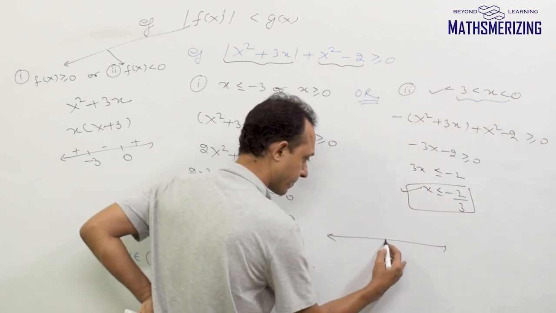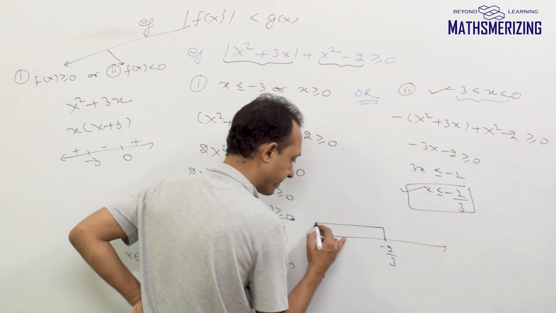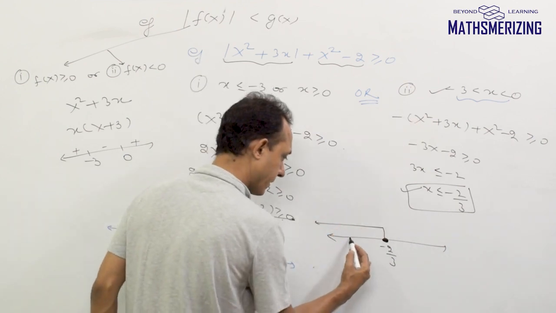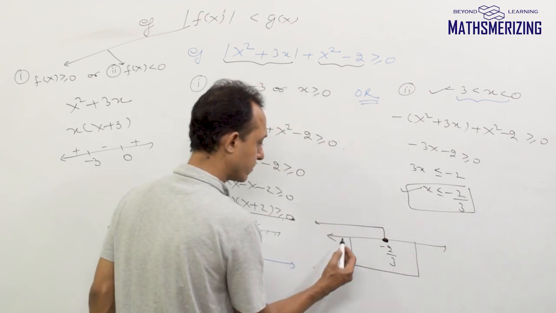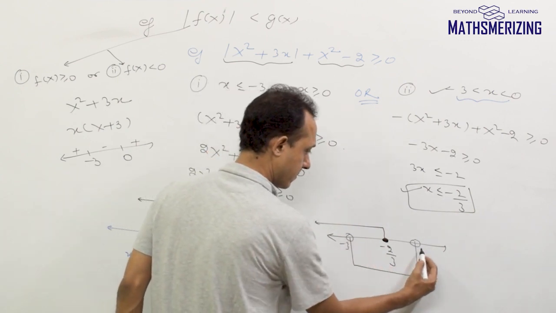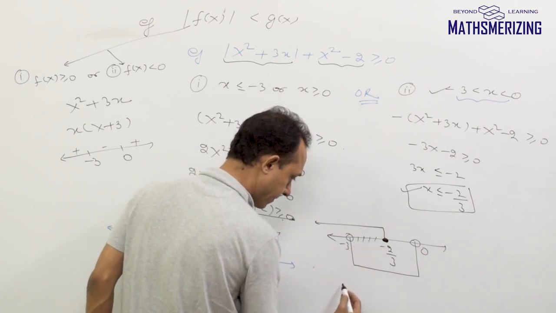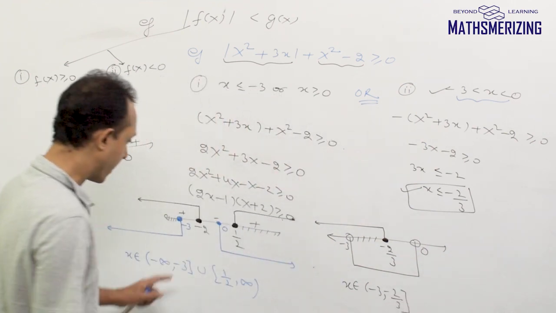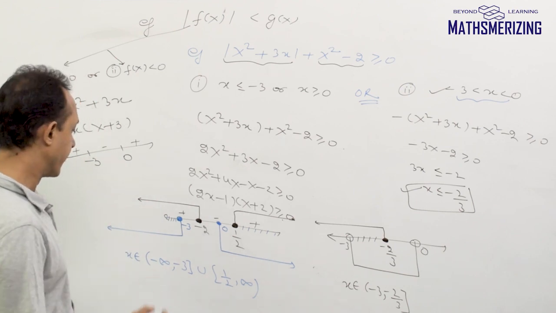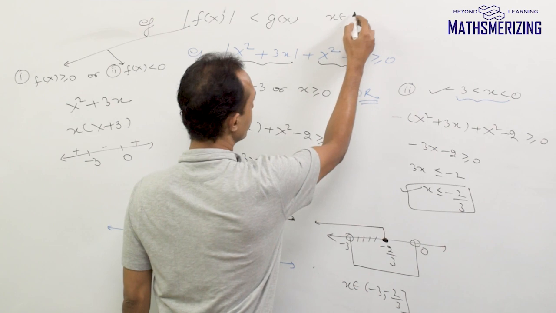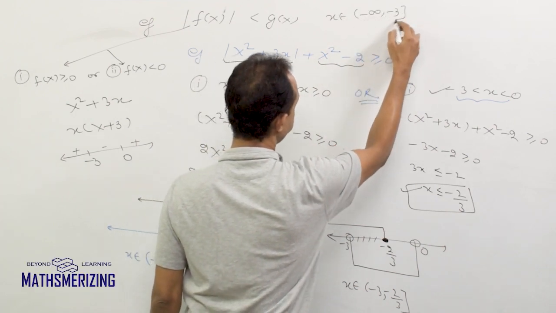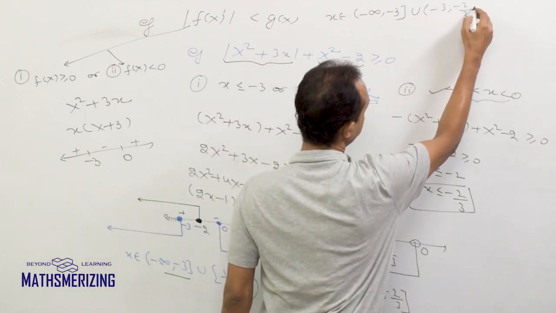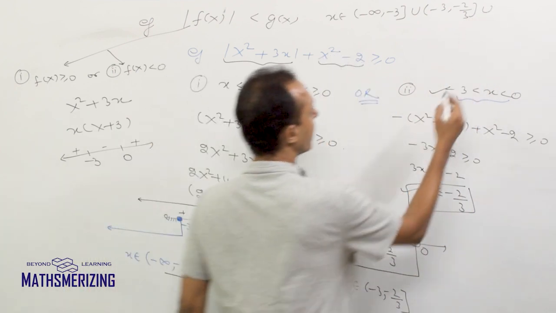So I'll write this as x should be less than or equal to minus 2 by 3. And this condition is x should lie between minus 3 and 0. So the interval which is common to both is x belongs to from minus 3 to minus 2 by 3. Now I'll take the union of these two conditions. So I'll write it as x belongs to, so from minus infinity to minus 3, and then from minus 3 to minus 2 by 3, and then union 1 by 2 to infinity.